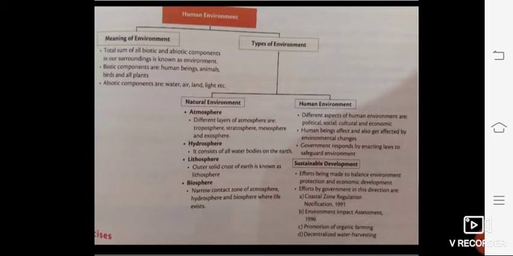The third one, that is lithosphere. Lithosphere means the outer solid crust of Earth. It is known as lithosphere, right? Lithosphere comprises the outer solid crust of the Earth and it is made of rocks. This crust comprises the continents and the ocean beds. Various landforms include mountains, plateaus, plains, valleys, hills, deltas, islands and peninsulas, etc. Okay, and the lithosphere is the home of humans and many plants and animals.